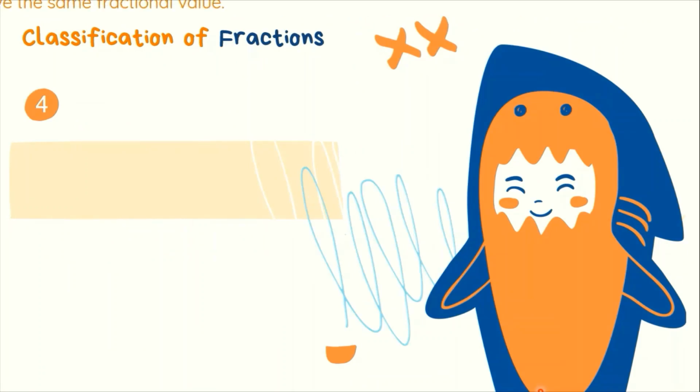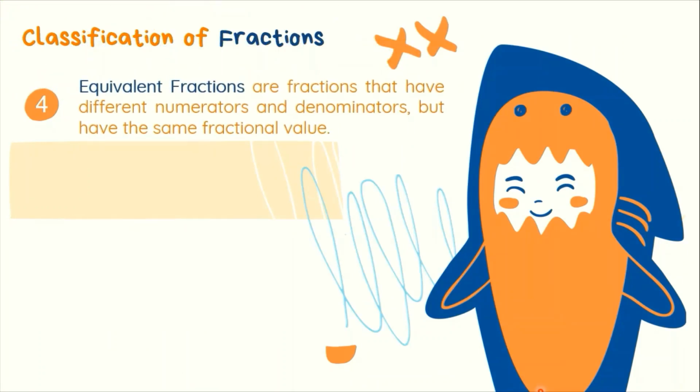Another classification of fraction are called the equivalent fractions. Equivalent fractions are fractions that have different numerators and denominators but have the same fractional value. This is an example. We have here 15/30.